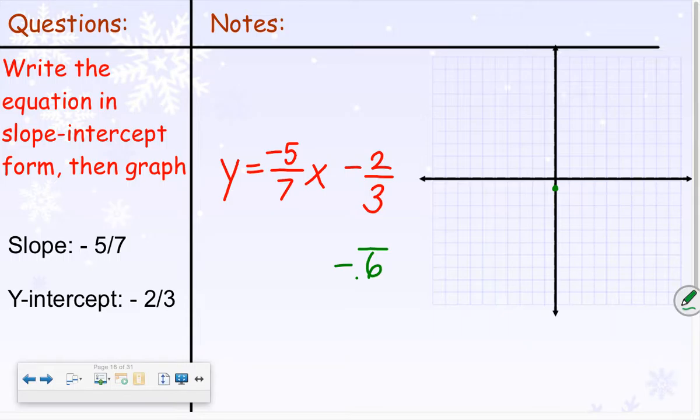From this point, I'm going to go down 5, 1, 2, 3, 4, 5, and over 1, 2, 3, 4, 5, 6, 7. So I'm kind of in between nice ordered pairs on that one, but that is okay.